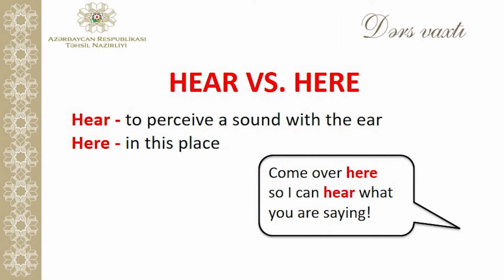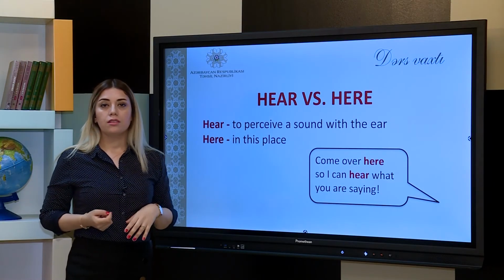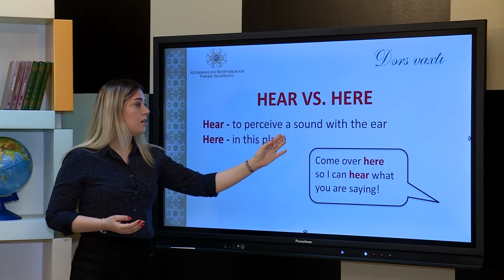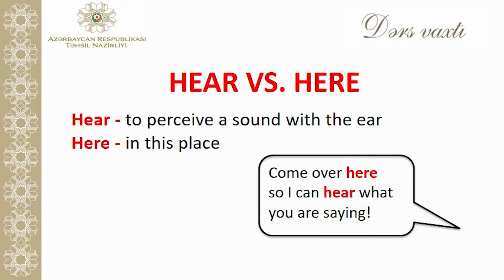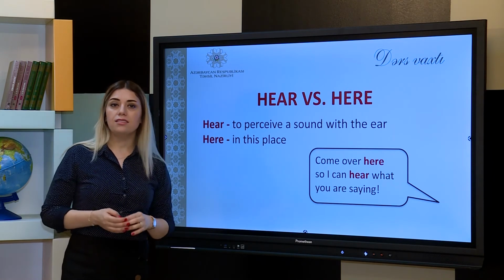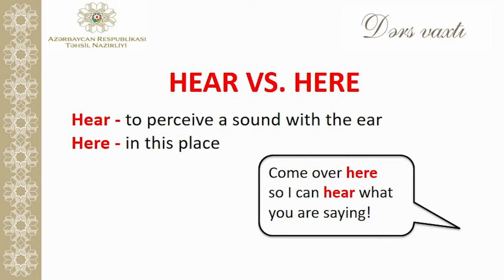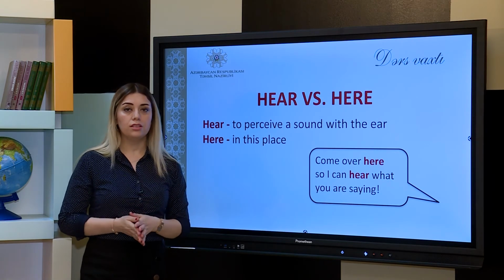Here versus here. You heard the same word, yes? But you can see different words. These are homophones. The first one, hear, is to perceive a sound with the ear. For example, I can hear music. And the word here, the second word, means in this place. For example, come here, or let's sit here. Let's sit here means let's sit in this place. Example, come over here so I can hear what you are saying. So I use both words in one sentence in order to make it clear to understand.